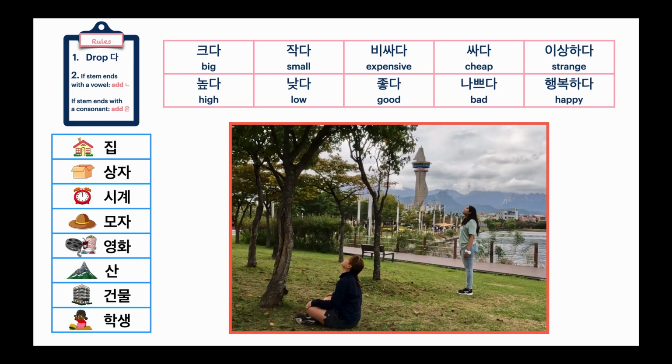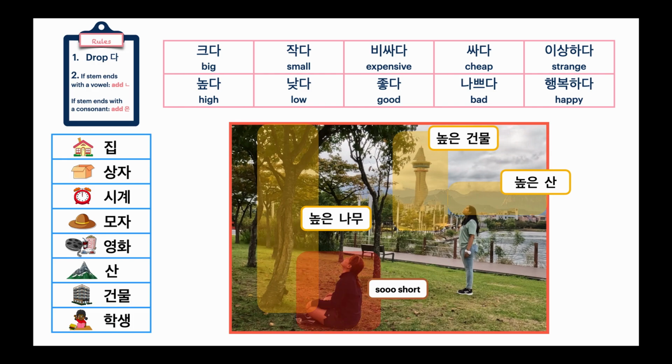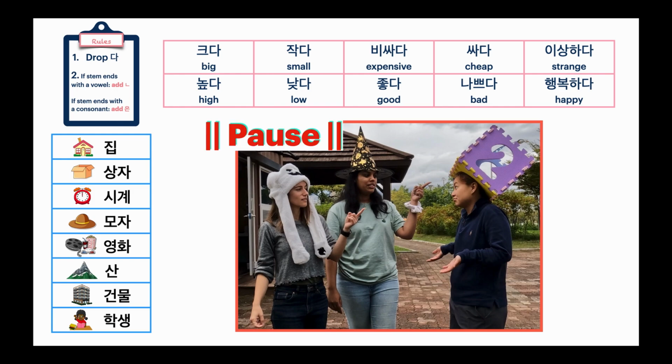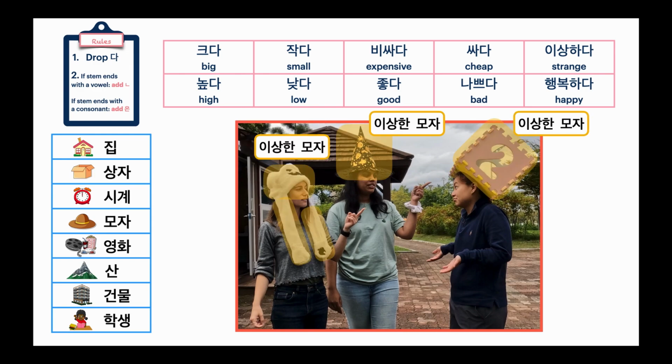Okay, lots of 높은 items in this picture. Pause and say what you see. I see a 높은 건물, some 높은 산, and if you know the word for tree, there's also many 높은 나무, at least compared to our friend Francine here. And our final perfectly normal picture. I don't know about you, but I see a lot of 이상한 모자. That's not how you use a 상자, Francine.